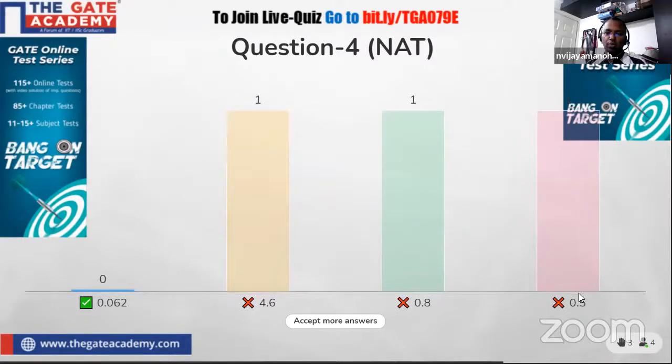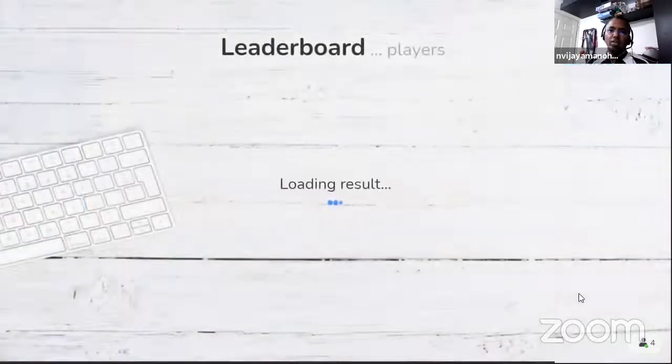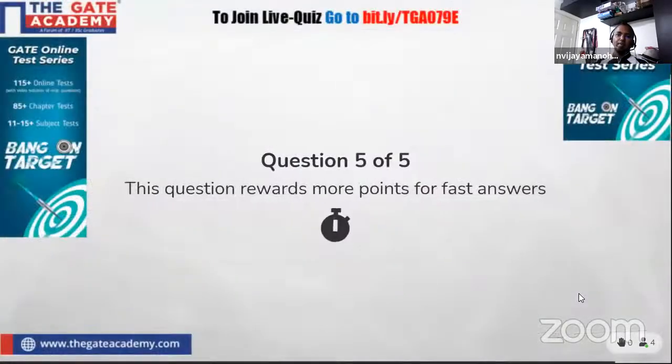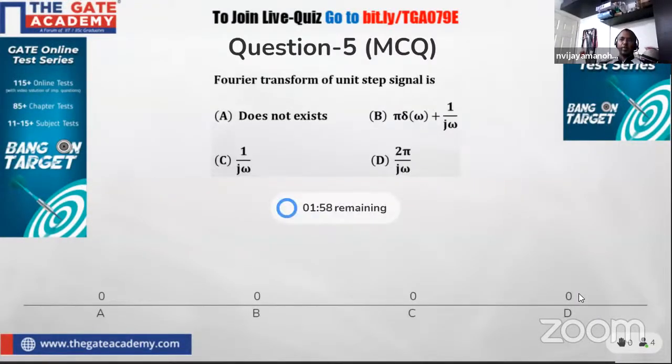Okay, here also nobody has given the correct answer. Let's see. Here comes the last question. The Fourier transform of unit step signal is: it doesn't exist, 1 by j omega, 2 pi by j omega, pi delta of omega plus 1 by j omega. Different options are given.